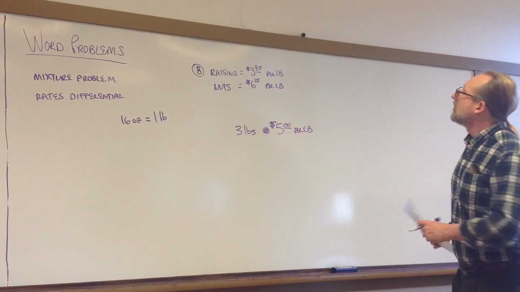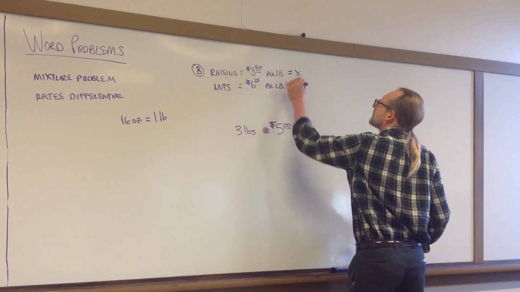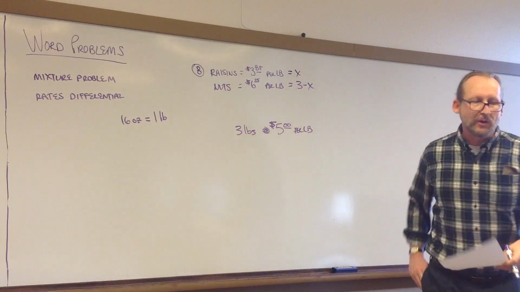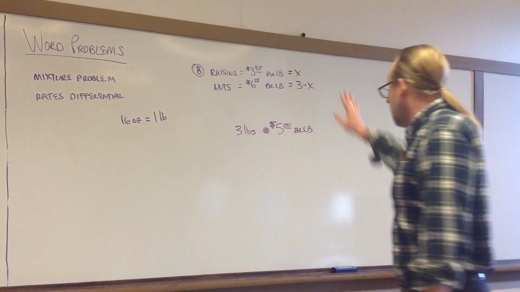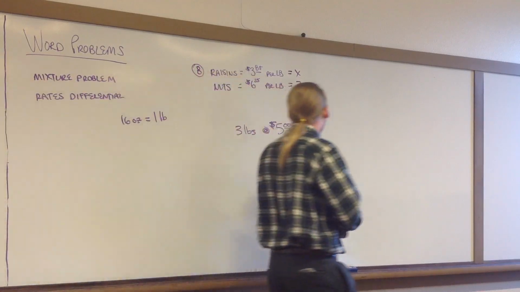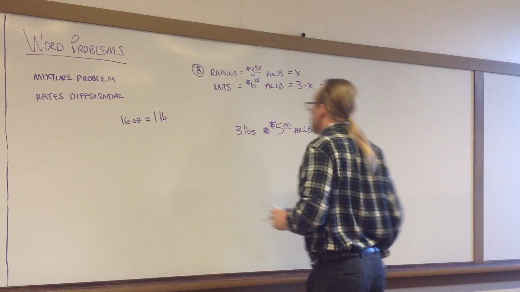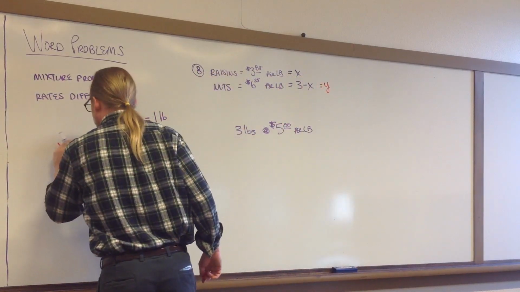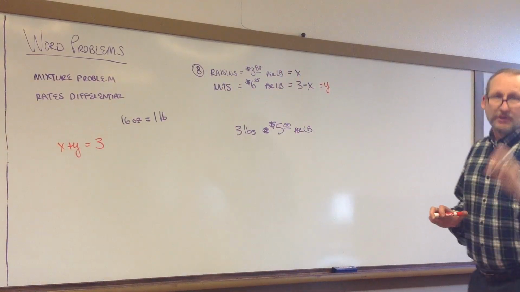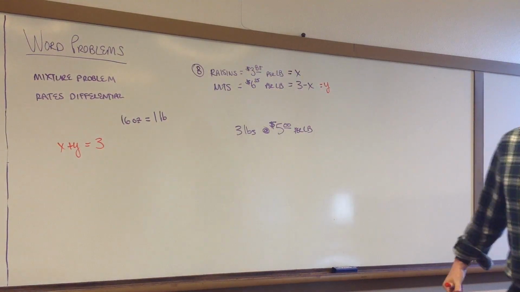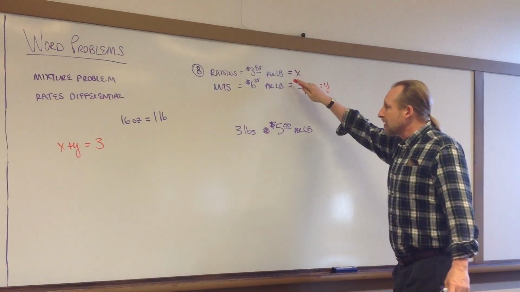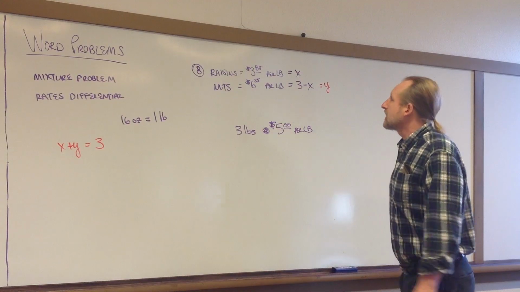Again, if this is x, then this one will be 3 minus x. And you can call it y if you'd like, but in the end, it's going to be 3 minus x. If you did call it y, then we just know that x plus y will equal 3. Now, the really important equation is the one that equates the cost of the raisins and nuts separately and the trail mix mixed together.